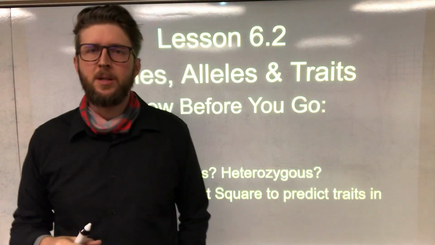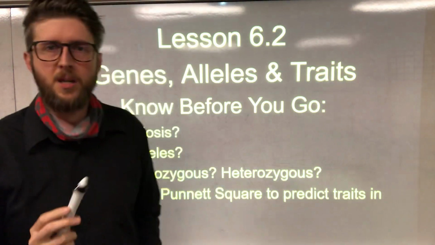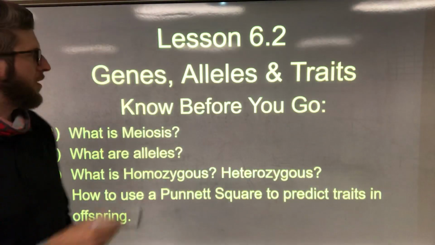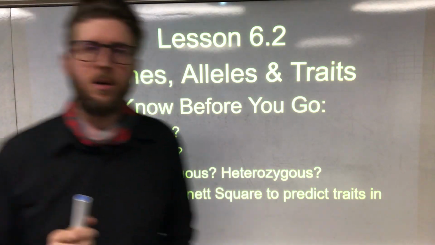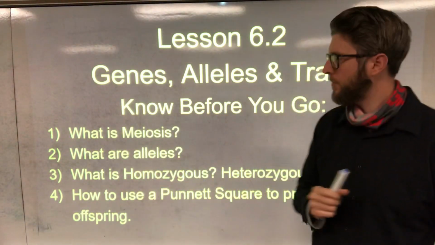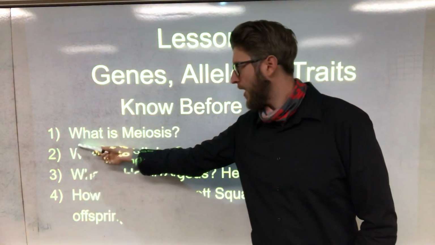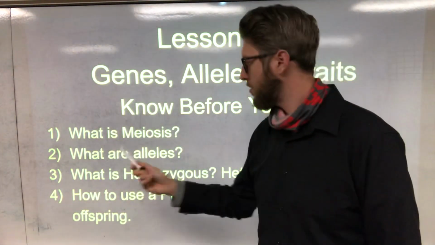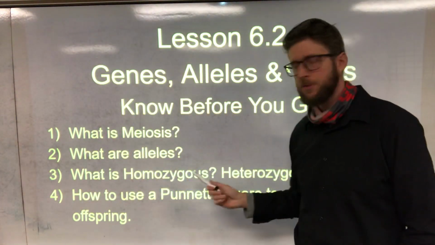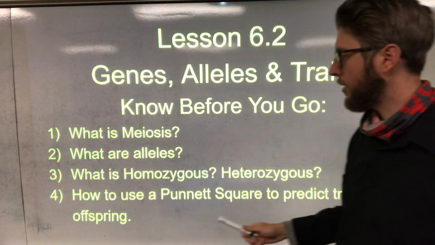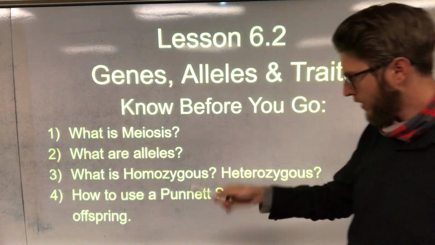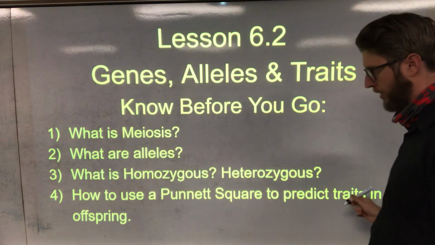Okay, hey everybody. So this video is lesson 6.2 about genes, alleles, and traits. The things that I want you to know before you go today are number 1, what is meiosis? 2, what are alleles? 3, what does homozygous mean? What does heterozygous mean? And 4, how to use a Punnett Square to predict traits in offspring.